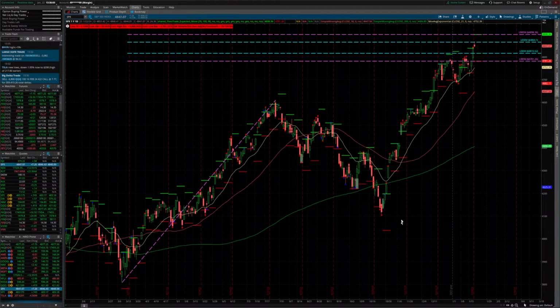So this is SPX, again, the underlying index, the S&P 500 index. This is the start of the rally that began on October 30th, ran into resistance right around 4,800.